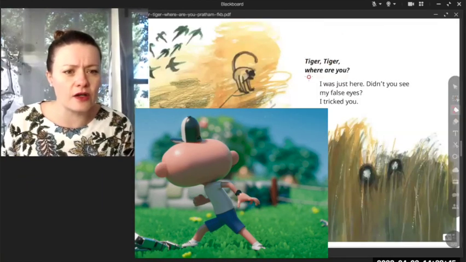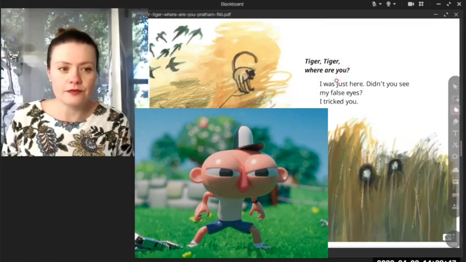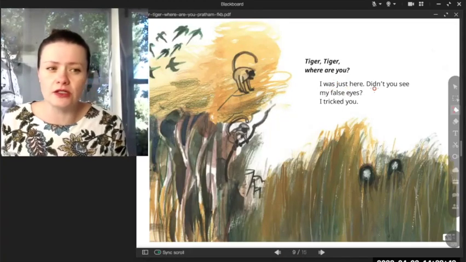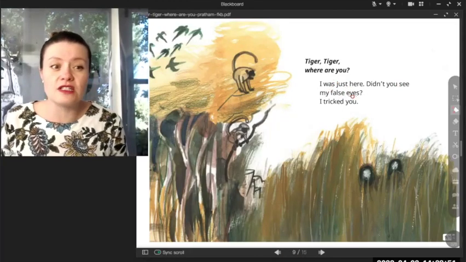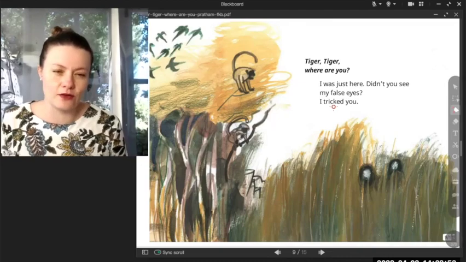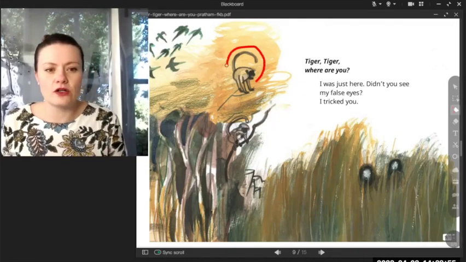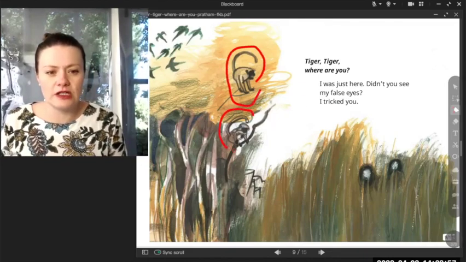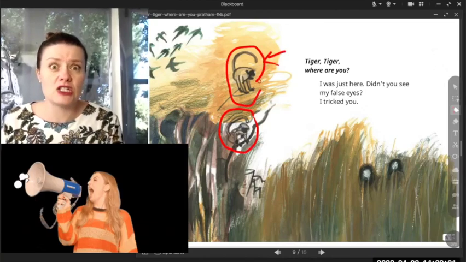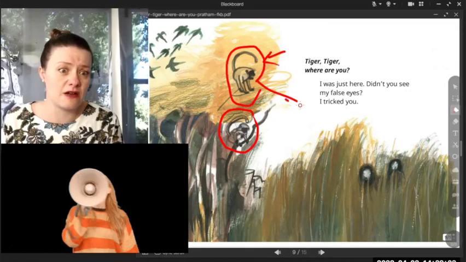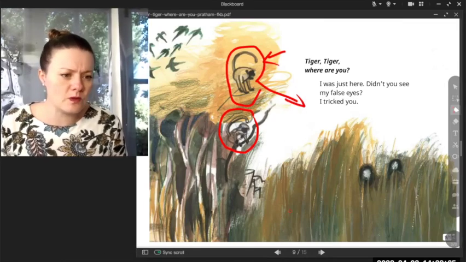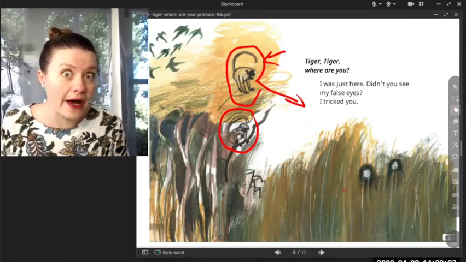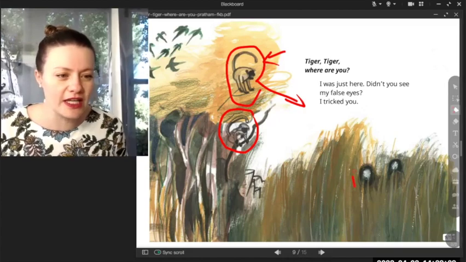Tiger, tiger, where are you? I was just here. Didn't you see my false eyes? I tricked you. Here's our langur monkeys, and they're clearly upset about something, especially this guy. Looks like he's shouting at something in this direction. What can we see? Oh, I see it. Do you? Look here.